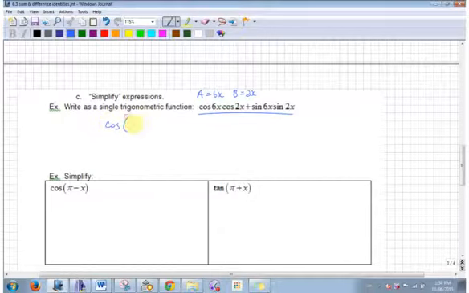So that is the same as cosine of A, was it minus? Forgot. Yes. Okay, well A is 6x and B is 2x. What's 6x take away 2x? All that's the same as cosine 4x. I would say that's simplified. More importantly, I answered the question. That's a single trigonometric function.